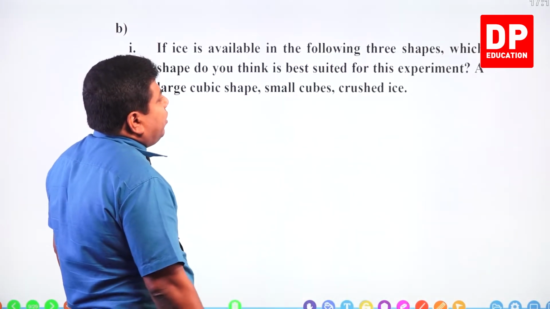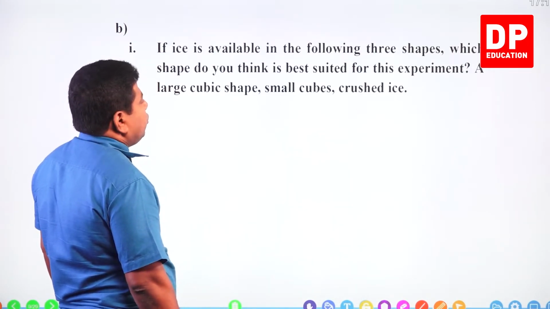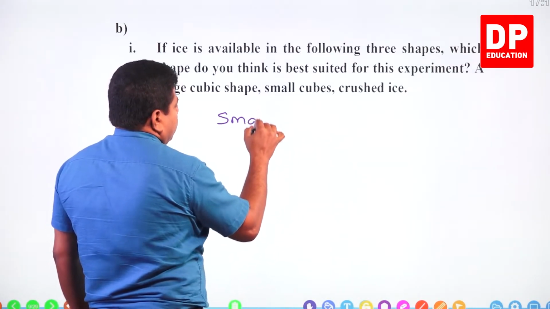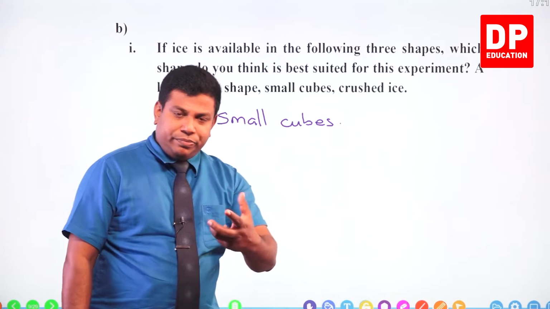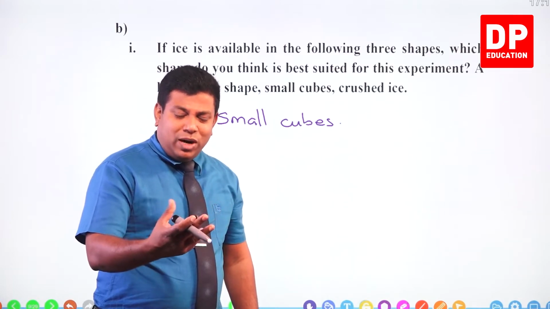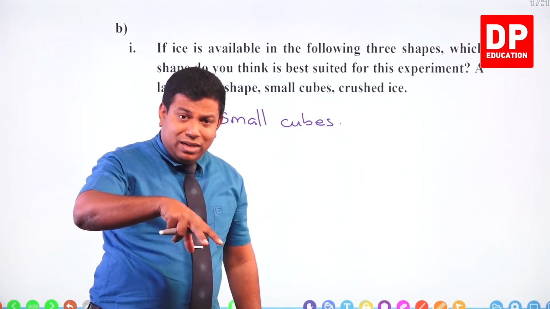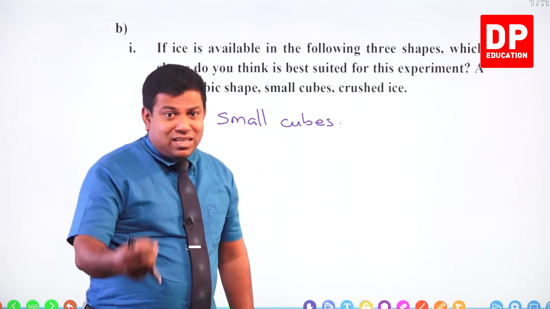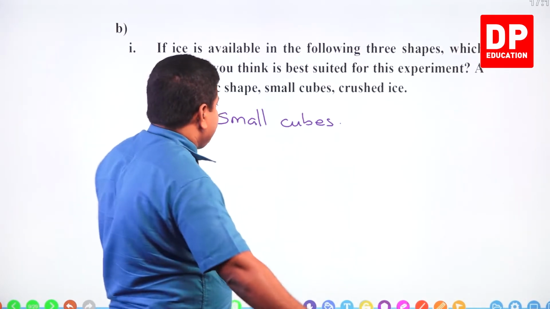If ice is available in the following 3 shapes, which shape do you think is best suited for this experiment? A large cubic shape, small cubes, or crushed ice. It has to be small cubes. We studied why small cubes. Small cubes, because if it is large cubic shape, the temperature may not be uniform within the ice cube. If it is crushed ice, a couple of problems. One, it will be mixed with water. You can't take the dry ice from that. Other thing, even if you drop it dry ice into the water, then submerging them within the water will be difficult, because that will penetrate through your net mesh or net stirrer. It will be difficult. So small cubes is ideal.